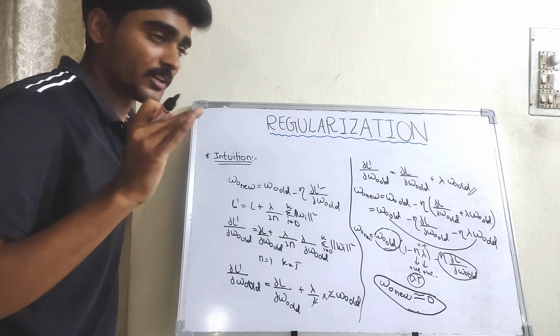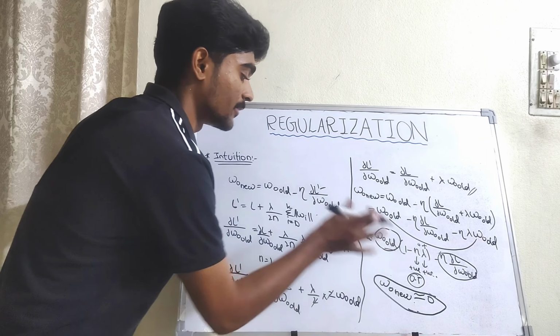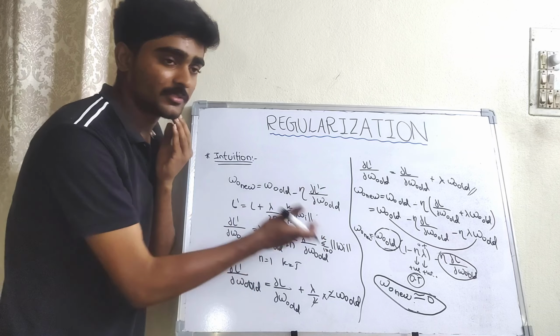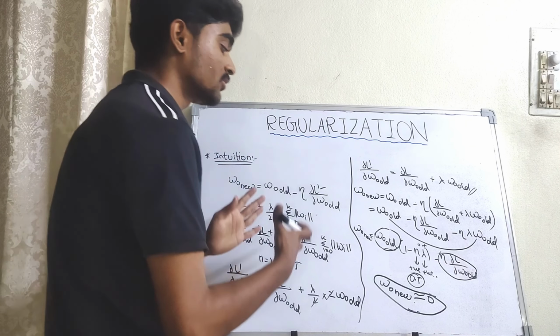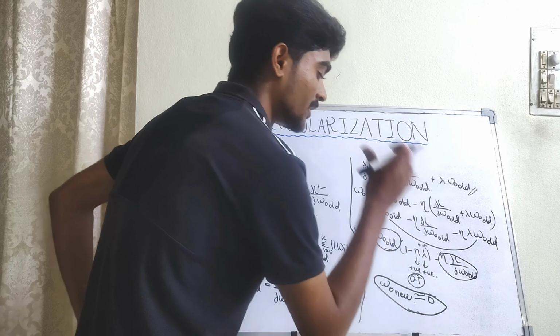Now in L1 regularization, what happens is this square term is eliminated entirely. Due to the elimination of the square term, what actually happens in L1 regularization is that most of the weight values become 0.